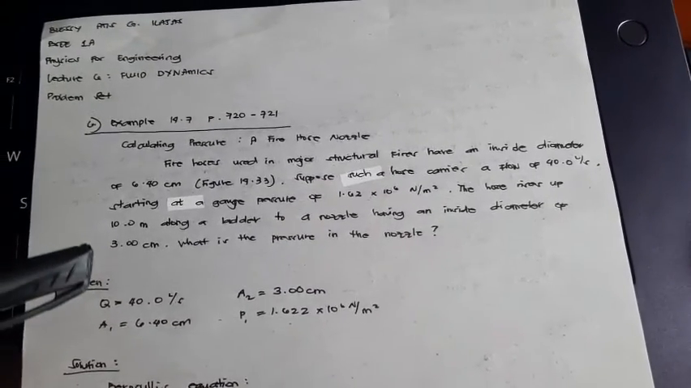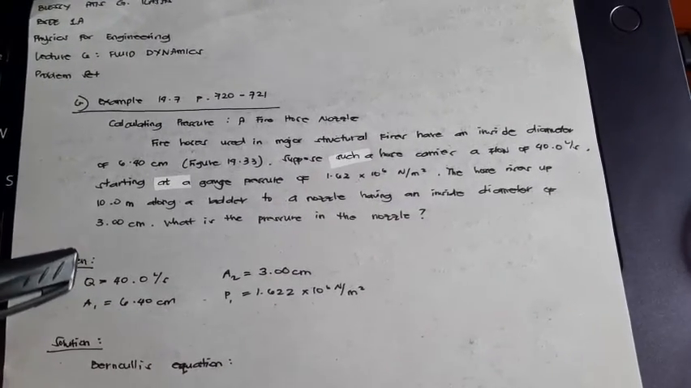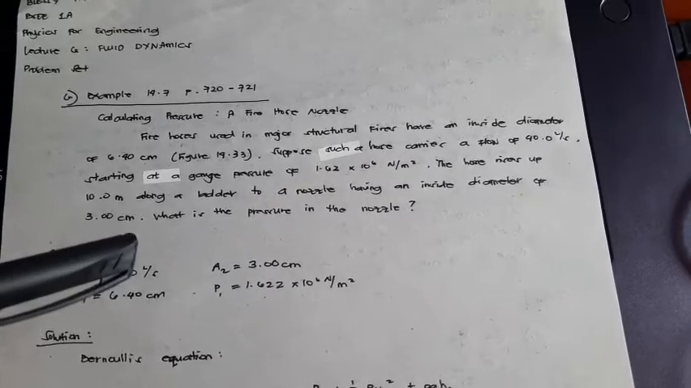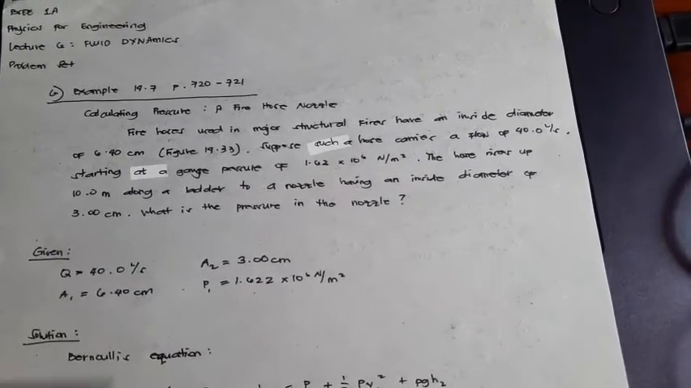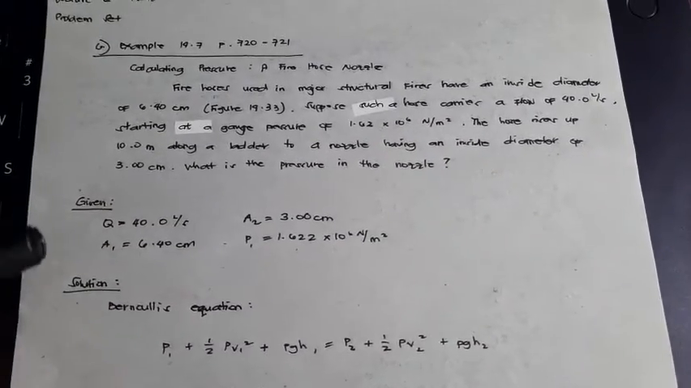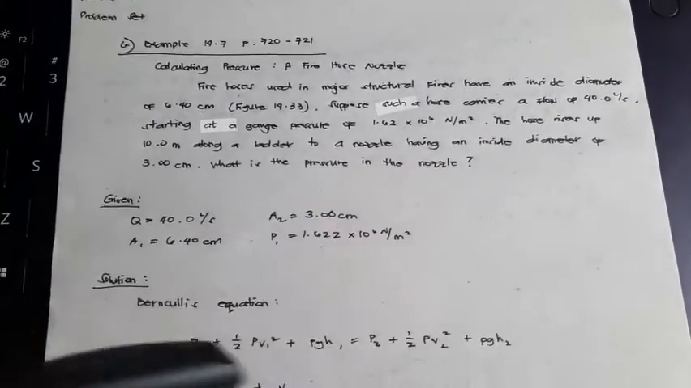The hose rises up 10.0 meters along a ladder to a nozzle having an inside diameter of 3.00 cm. What is the pressure in the nozzle? So, these are the givens from the problem.